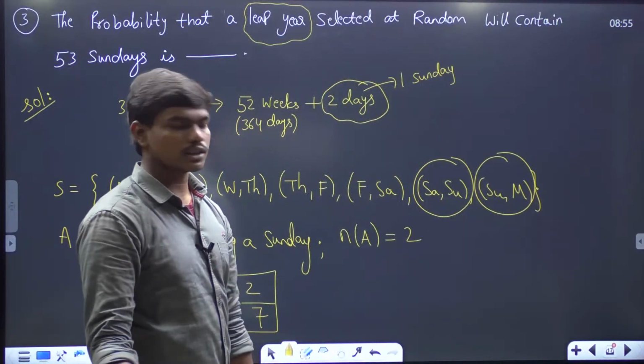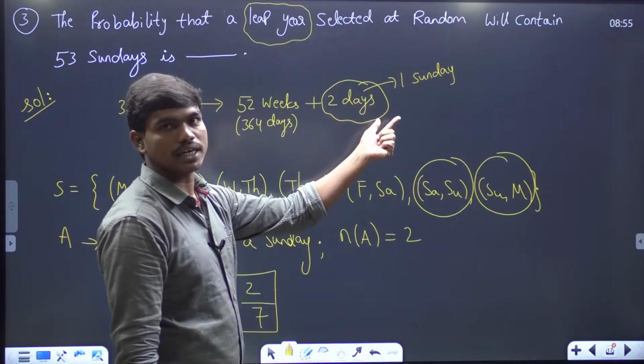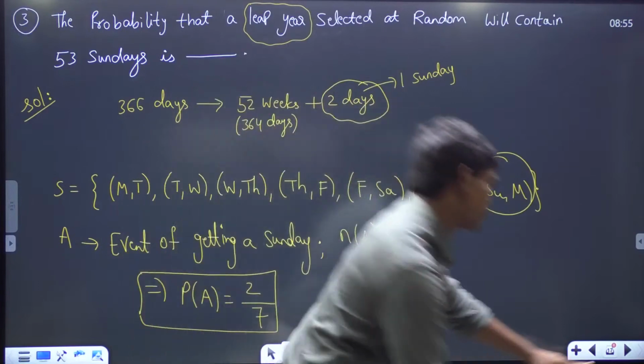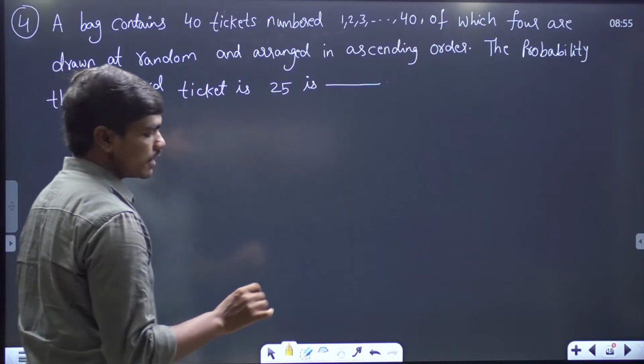Yeah, for a normal year, it's 1 by 7, of course, because you'll be having only 1 day in excess and you want that day to be Sunday, so it's 1 by 7. Next, this is the question. A bag contains 40 tickets numbered.